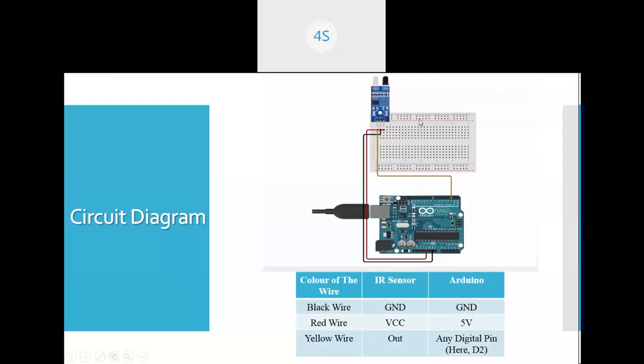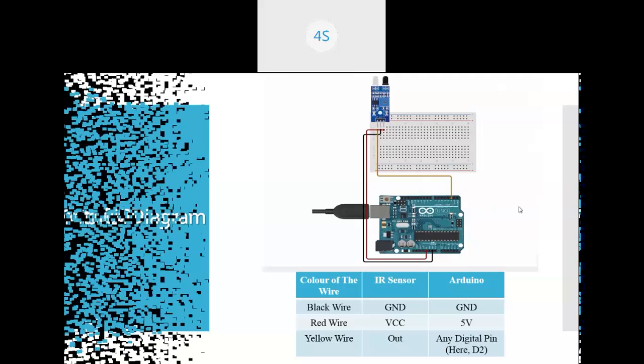Circuit diagram. Here you can see the circuit diagram of the IR sensor with the Arduino. The black wire indicates the GND. It connects the GND of the IR sensor with the GND of the Arduino. The red wire indicates the VCC to 5 volt. Here the VCC of the IR sensor is connected to the 5 volt of the Arduino. The yellow wire is the V output wire. It connects the V output of the IR sensor to any digital pin, here D2.